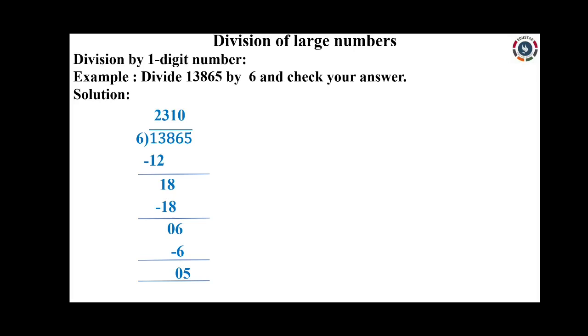Now bring down 5. In 5 we cannot divide by 6. So the quotient is 2310. Remainder is 5.